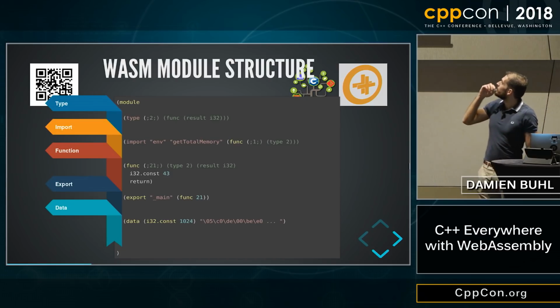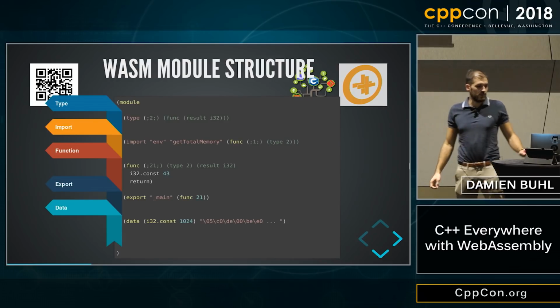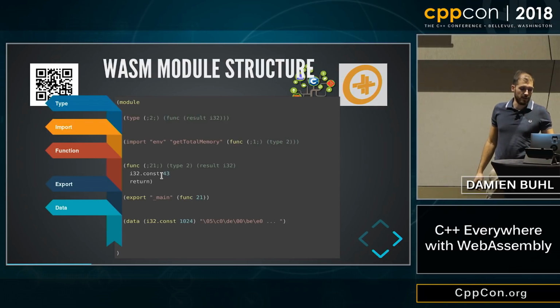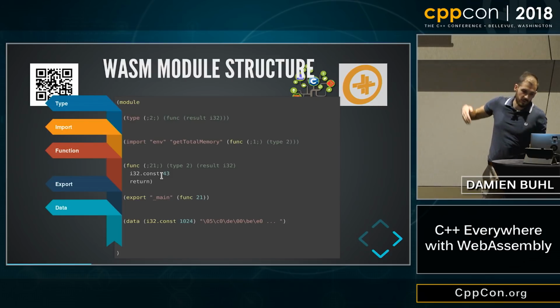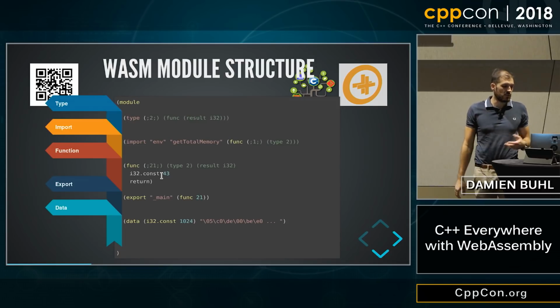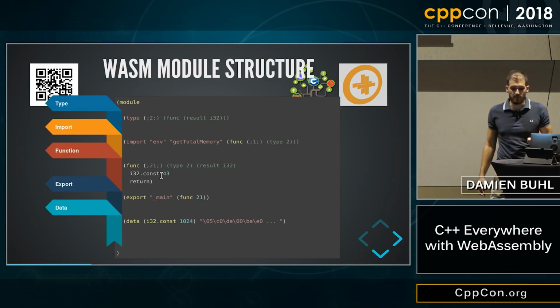So if we take the function that you had before, we will see the 43 number, which is the constant that I return. Because it's a stack-based VM, what happens is I just push the 43 number on the stack, so that the return operator will pull it out of the stack and send it back to the caller.